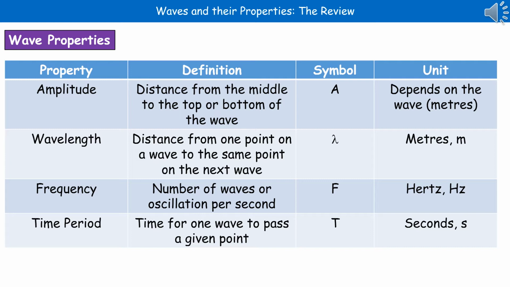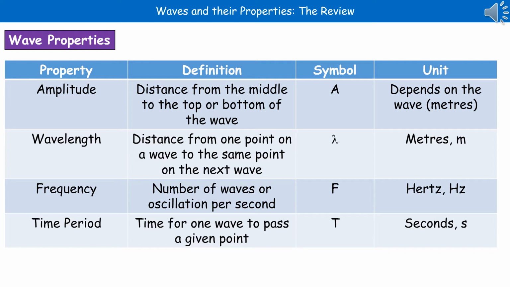The wavelength is our second property, and this is the distance from one point on a wave to the same point on the next. So it might be from the top of that peak to the top of the next peak. You can see the symbol for it there in the third column along. And again, this will be measured in meters.